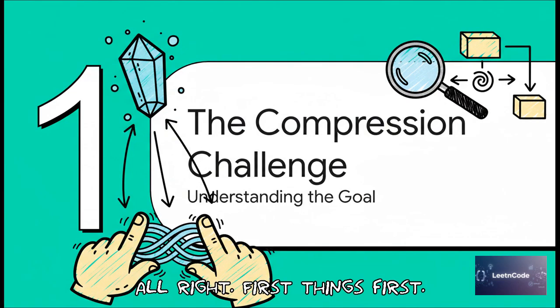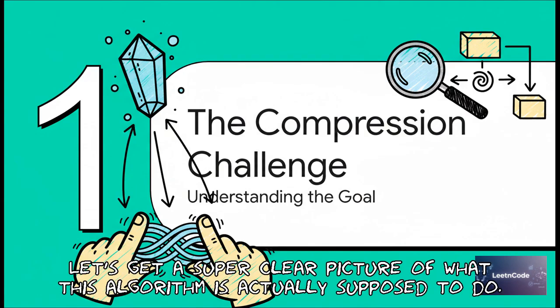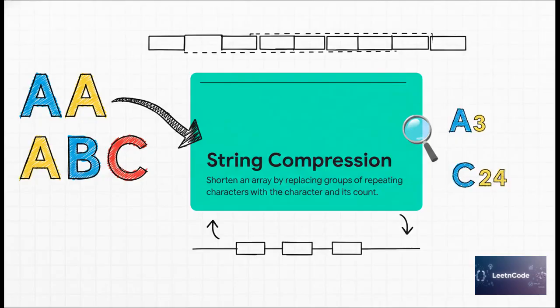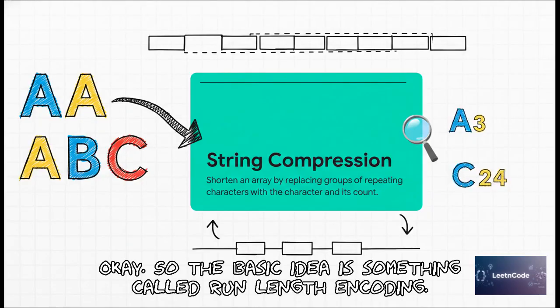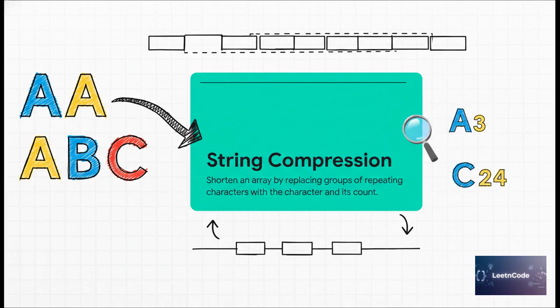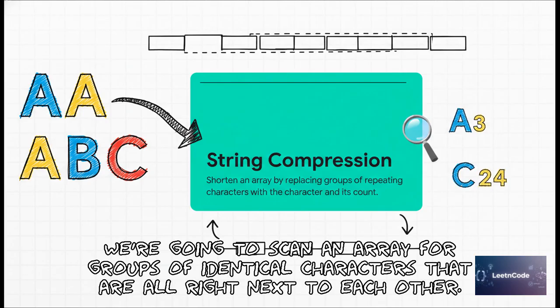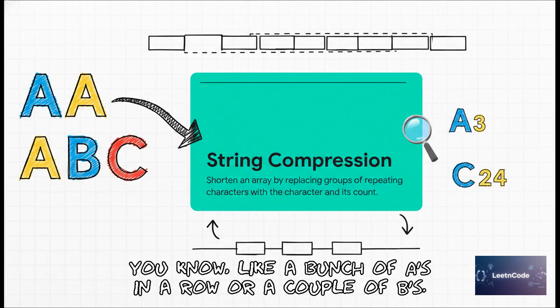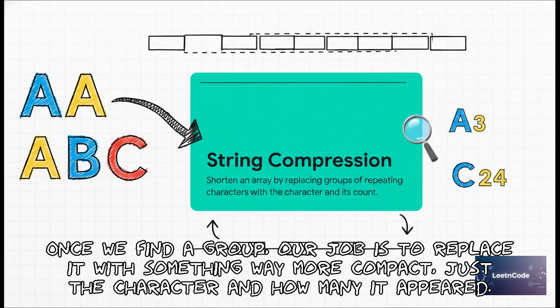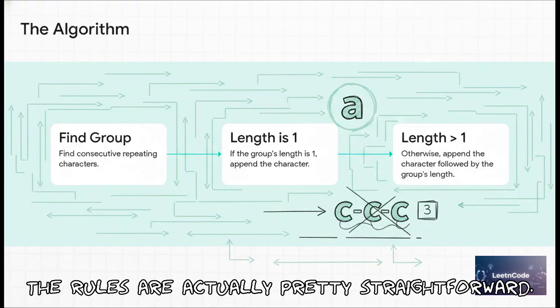All right, first things first, let's get a super clear picture of what this algorithm is actually supposed to do. What's the end goal here? Okay, so the basic idea is something called run-length encoding. It's a classic. We're going to scan an array for groups of identical characters that are all right next to each other. Like a bunch of A's in a row or a couple of B's. Once we find a group, our job is to replace it with something way more compact, just the character and how many it appeared. The rules are actually pretty straightforward.